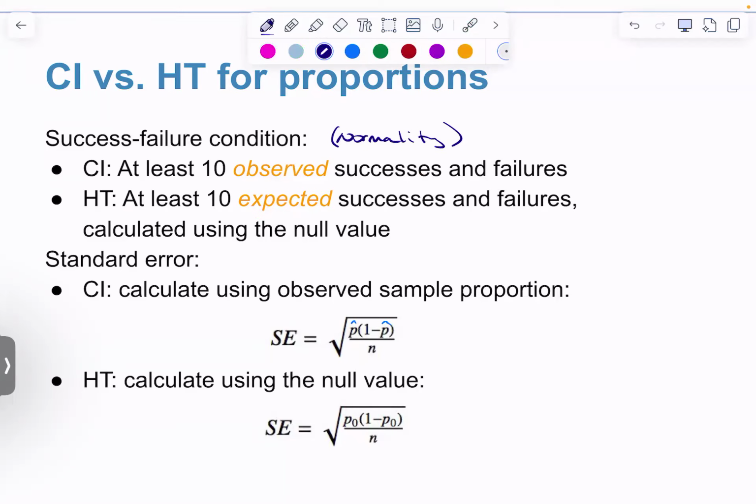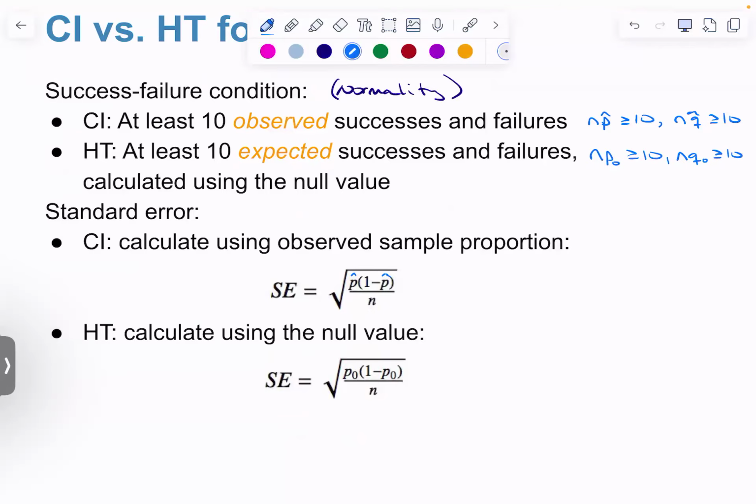Which means that, at least for a confidence interval, we need n times p hat greater than or equal to 10 and n times q hat greater than or equal to 10. Whereas for a hypothesis test, we need to rely on the null value, or the p naught. N times p naught has to be greater than or equal to 10, and n times q naught has to be greater than or equal to 10.